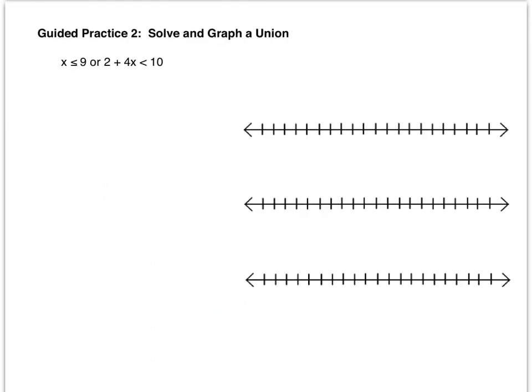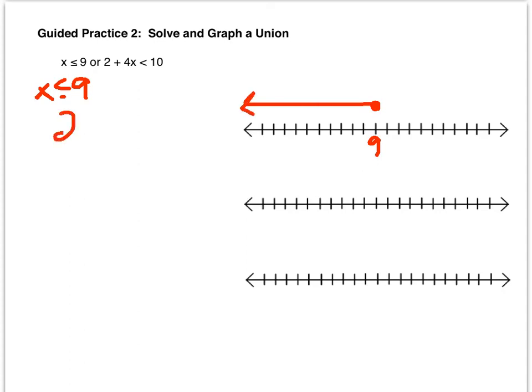Let's try one together. In guided practice 2, we'll solve and graph a union. X is greater than or equal to 9, or 2 plus 4x is less than 10. In this case, they've already solved the first one for us, so we have x is less than or equal to 9. We'll go ahead and graph that one on our number line. So we have 9, less than or equal to means we'll have a closed dot, and all of the numbers to the left will be less than or equal to 9.